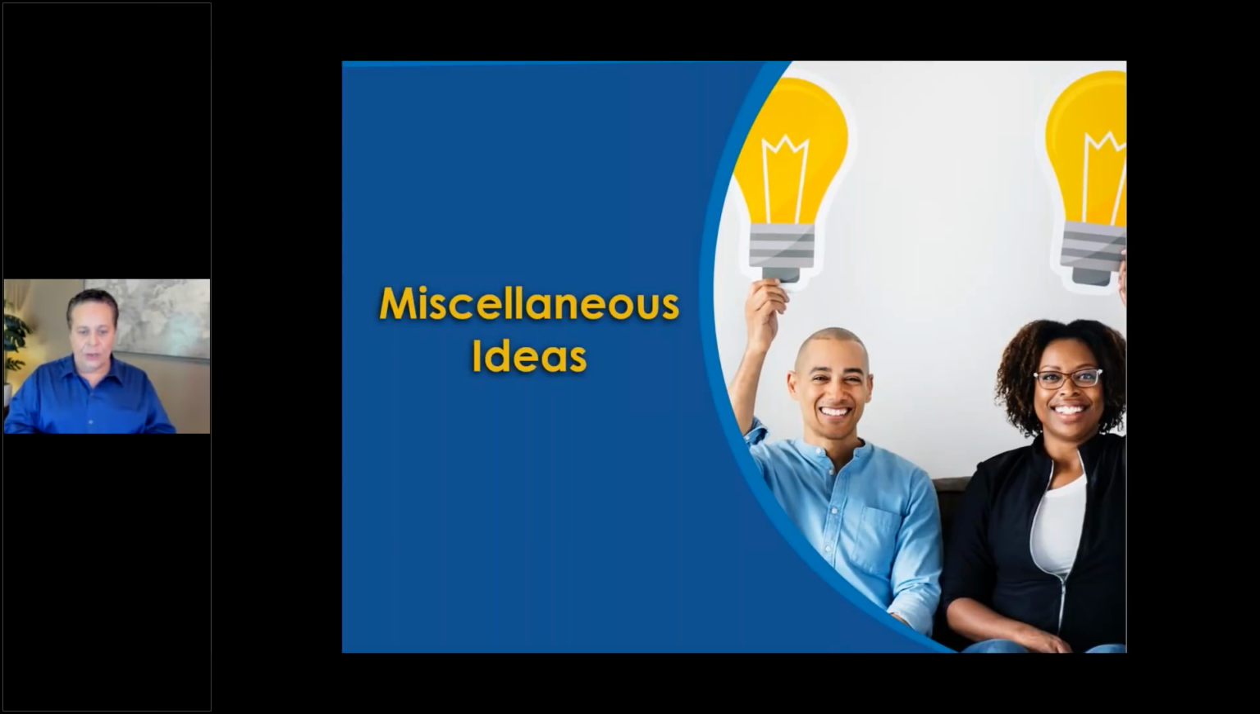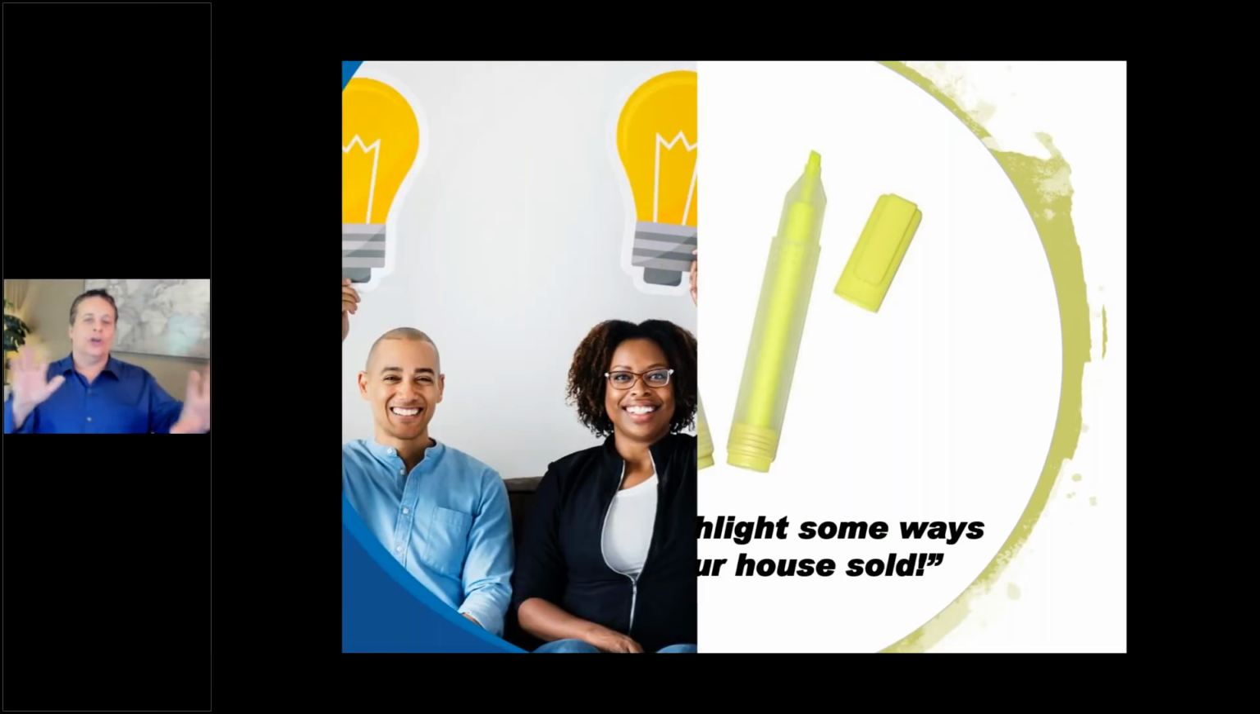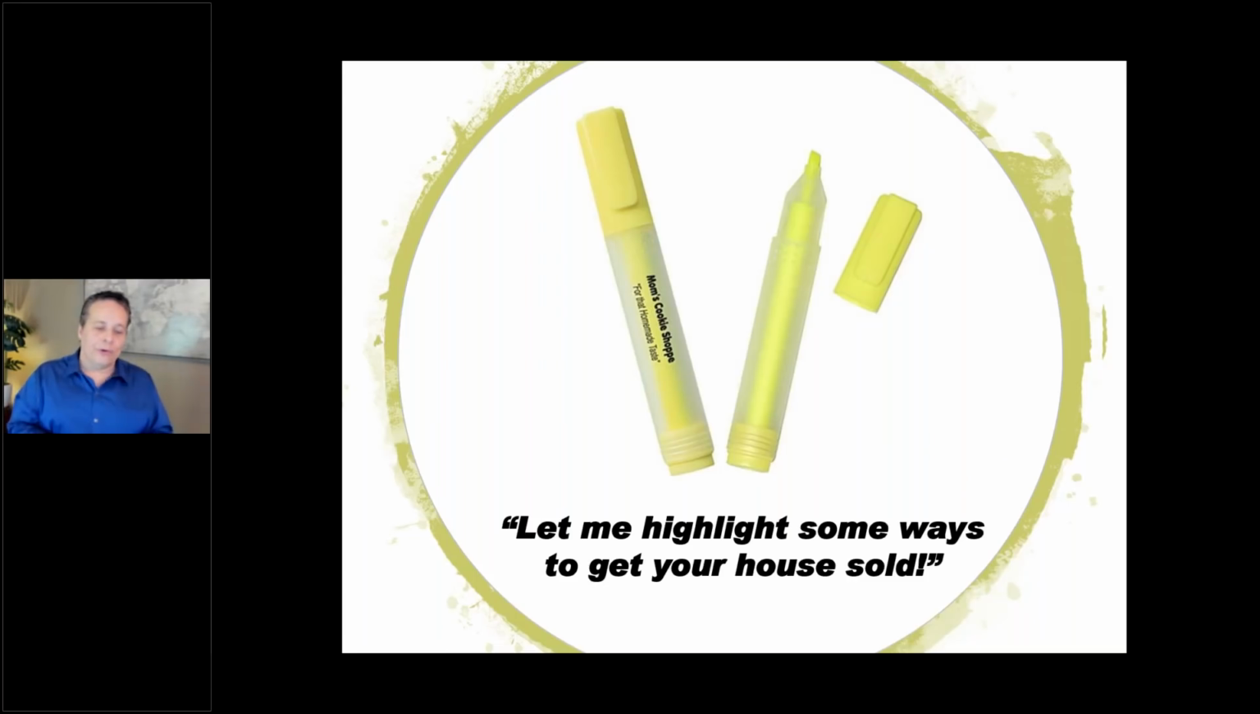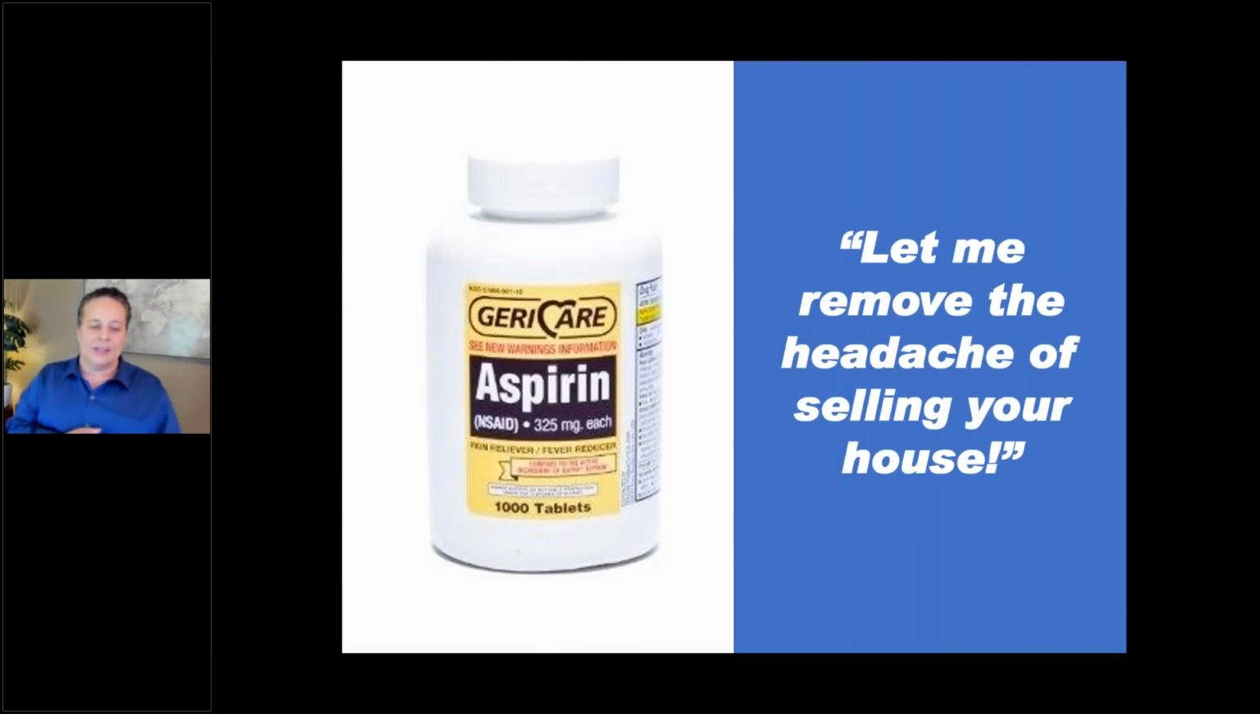Miscellaneous ideas for you. What I'm going to show you are just really cool. These could be icebreakers. These could be things that you give when you door knock, a yellow highlighter, and you can print on there, let me highlight some ways to get your house sold. Here's another one where you can customize, although this aspirin bottle is not customized, but you can put in there or around it on the outside, let me remove the headache of selling your house.